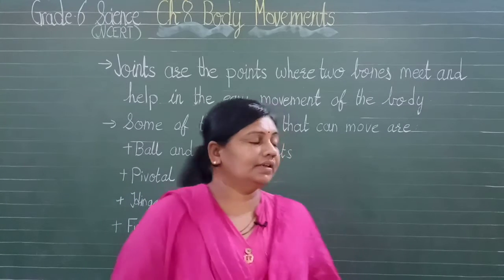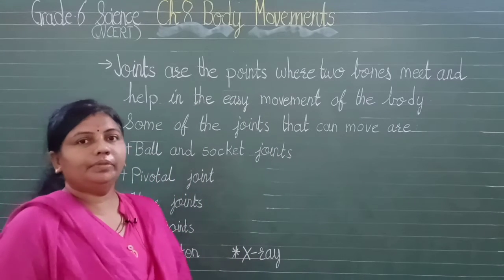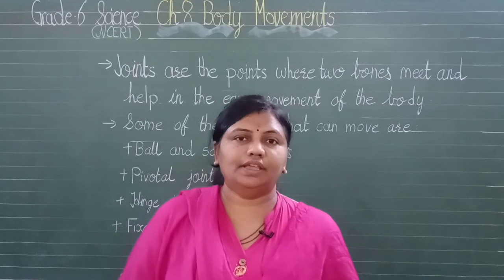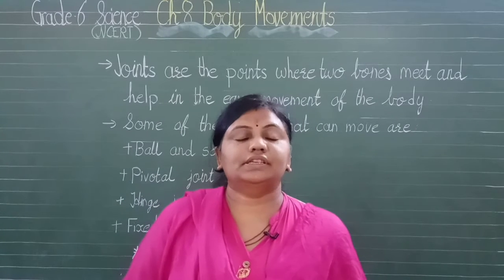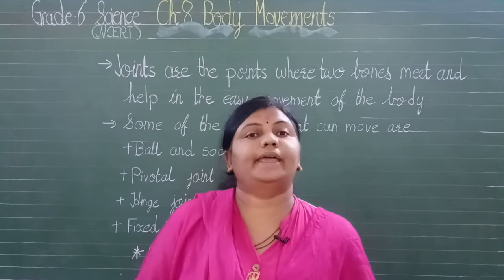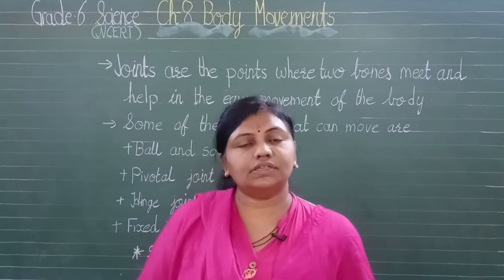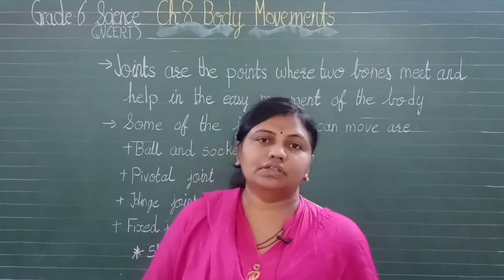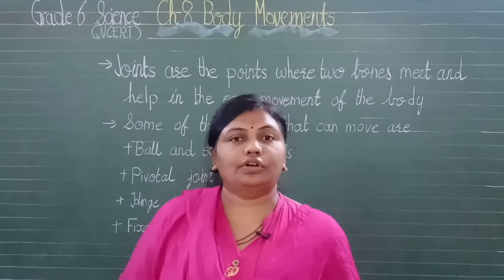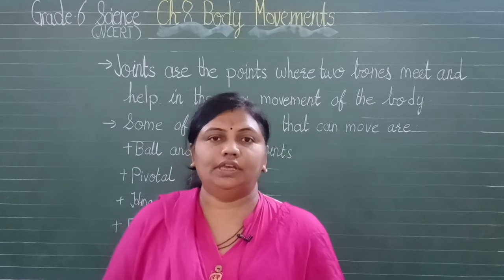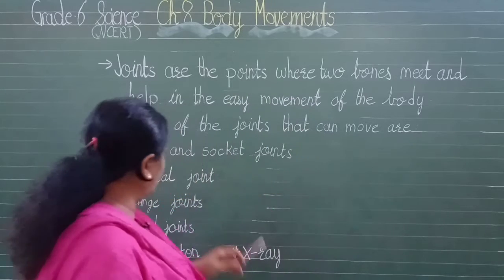Now let us learn about the pivotal joint. What do you mean by pivotal joint? Yes, it is located in our head. It can move front side, back side, left and right. Such kind of joint is known as a pivotal joint. Means it can give a rotation of only 180 degrees, not 360. So are you clear with the pivotal joint?